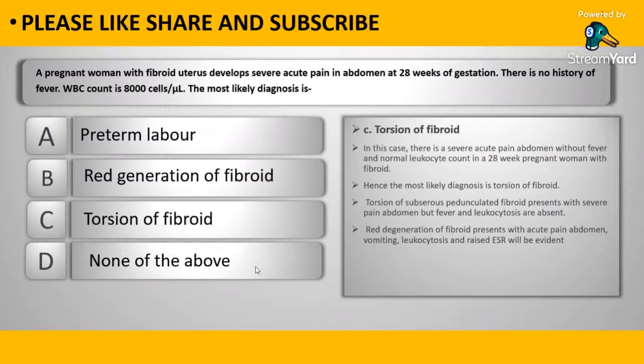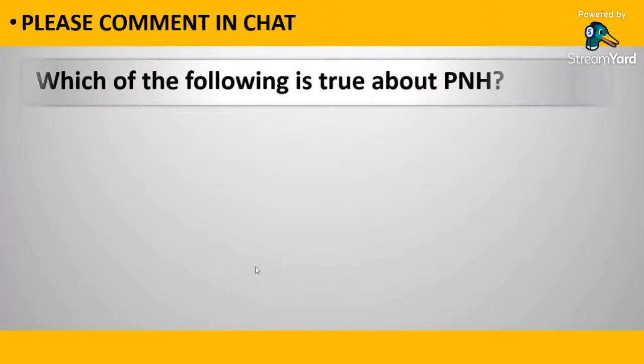Torsion of subserous pedunculated fibroid presents with severe pain abdomen, but fever and leukocytosis are characteristically absent. Red degeneration of fibroid presents with acute pain abdomen, vomiting, leukocytosis, and raised ESR will be evident in case of red degeneration of fibroid. Let us move on to the next question.